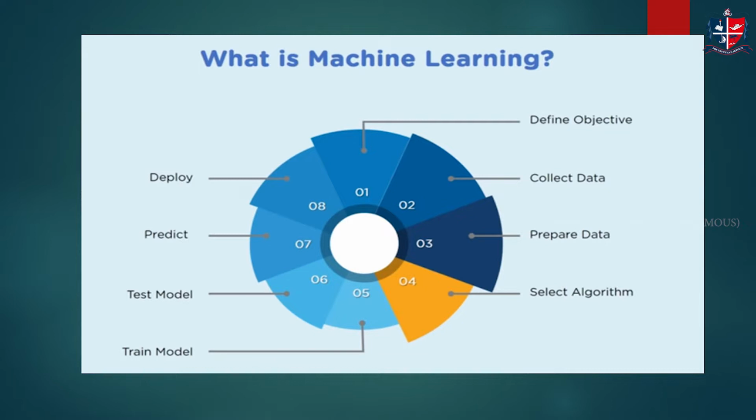The fifth step is training the model. To get an accurate result, we need to train the model. The sixth step is testing the model. After training and testing, we are going to predict the outcome. After predicting the outcome, we are deploying the result. Those are the different steps involved in machine learning.